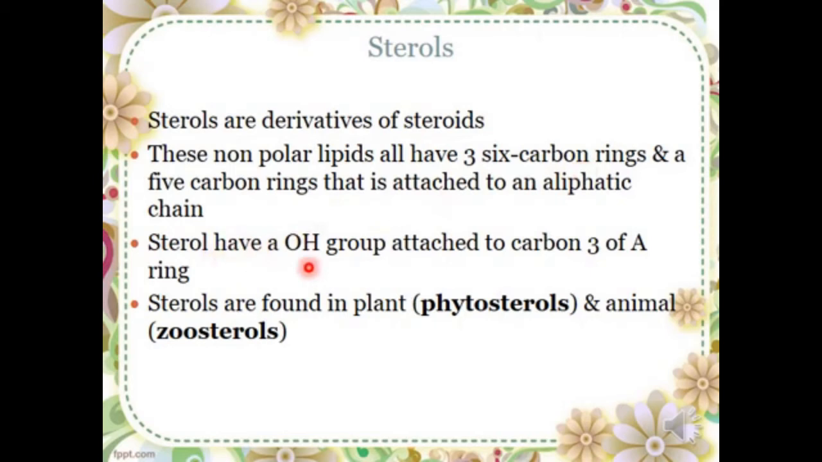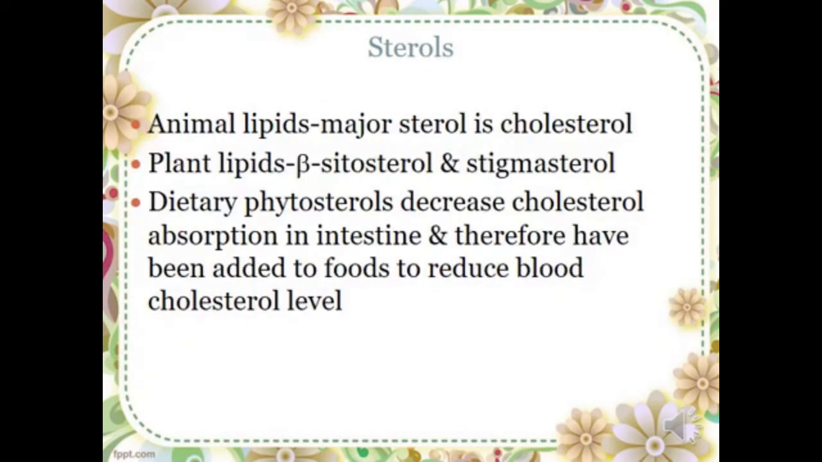So sterol, of course, will have OH group attached to carbon 3 of a ring, and if they are found in plant, it is called phytosterol, and if the sterol are found from animal origin, we call them zoosterol. So easy to remember. Okay, zoo normally associate with animal. So in animal lipids, the major sterol is cholesterol. Okay, in plant lipid, the major sterols are beta sitosterol and stigmasterol.